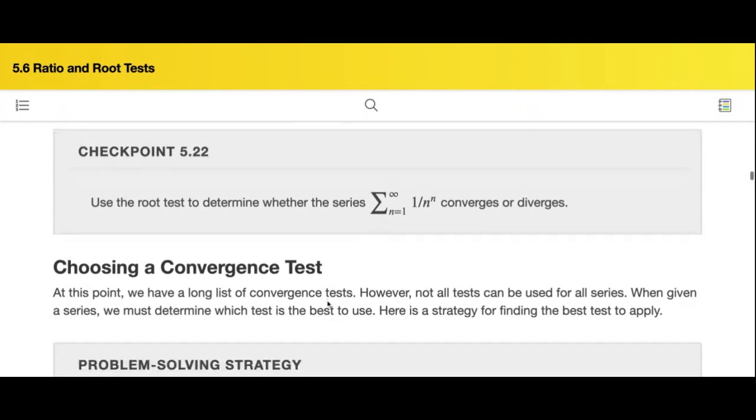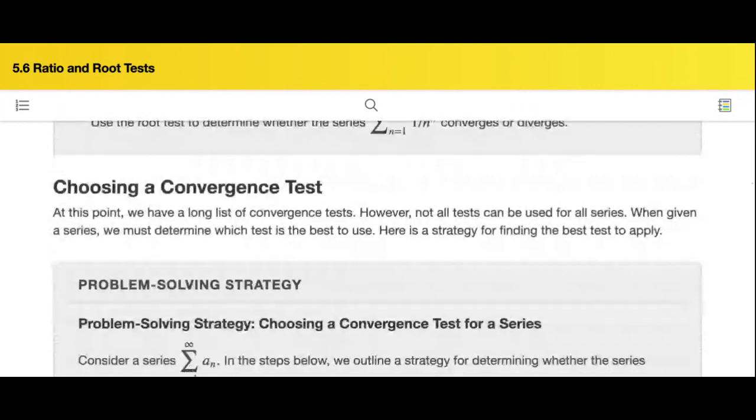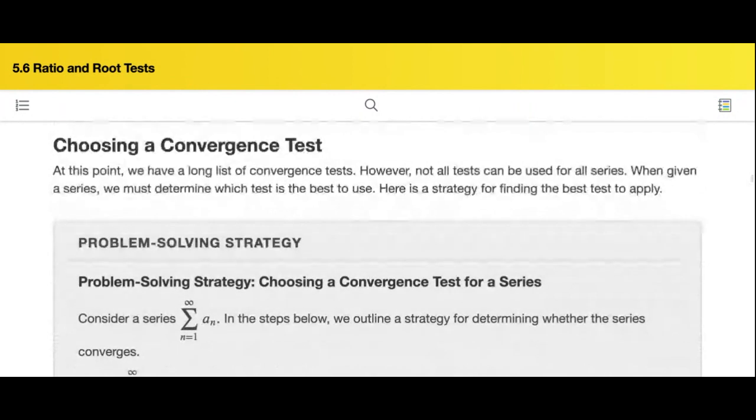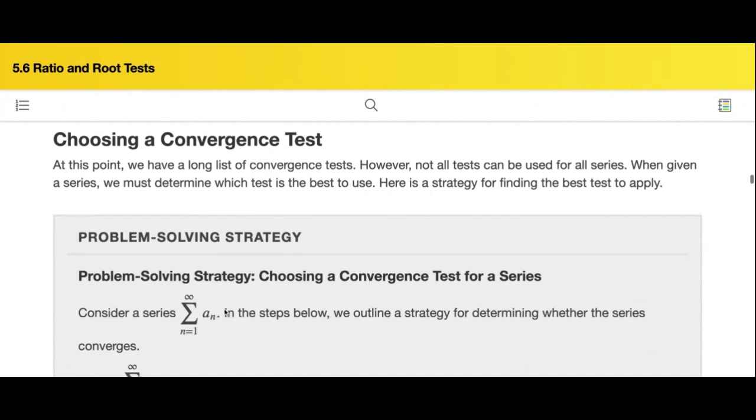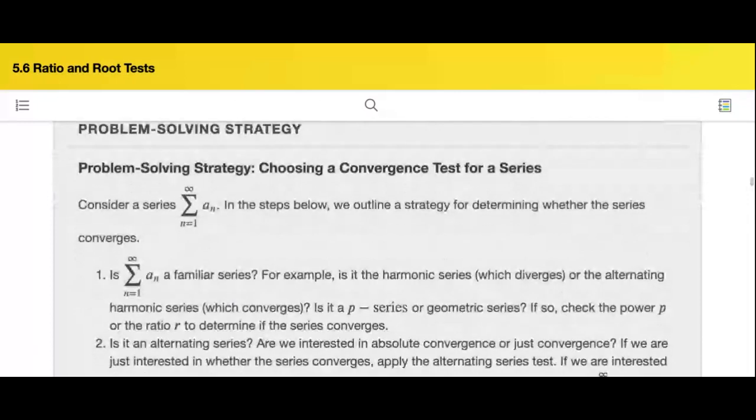Okay, now it talks about choosing a convergence test. It says at this point, we have a long list of convergence tests. However, not all tests can be used for all series. When given a series, we must determine which test is the best one to use. Some series we may use different tests to prove. So here is a strategy for finding the best test to apply. So this is a problem-solving strategy.